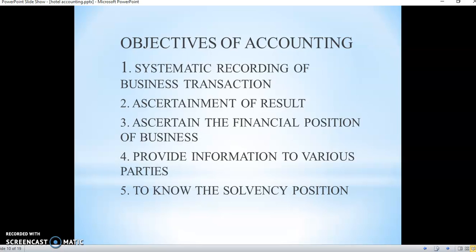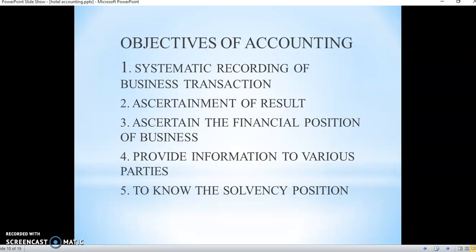Next, the last one, to know the solvency position. By preparing the balance sheet, management not only reveals what is owned and owed by the enterprise, but it also gives information regarding the concern's ability to meet its liabilities in the short run. Meeting its liabilities in the short run means the liquidity position of the business. And accounting also helps in knowing the concern's ability to meet its liabilities in the long run, as and when they fall due, which means the solvency position.